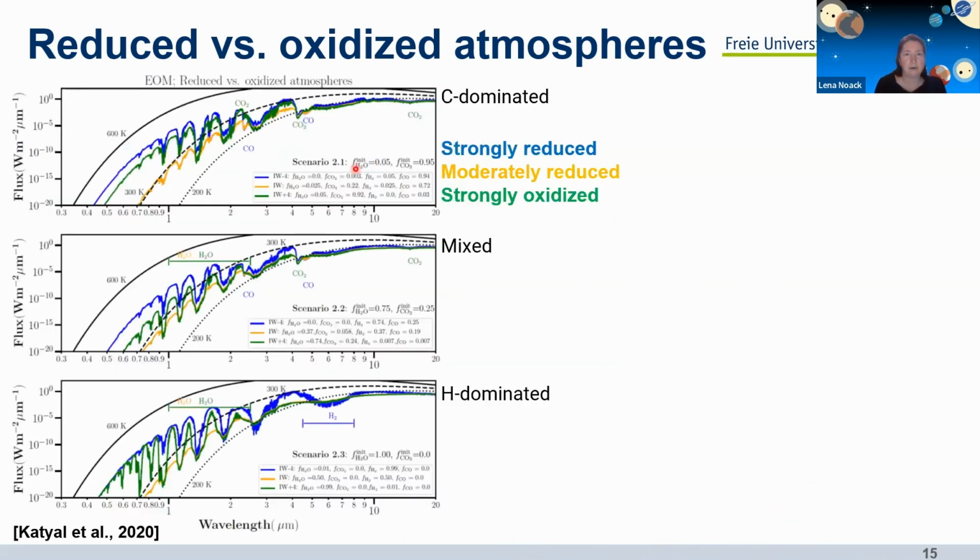What you can see here is a comparison of different atmospheres, strongly reduced or strongly oxidized, so exactly these two end members, and the moderately reduced case in between. And you can see that emission spectra, thermal emission spectra of exoplanets, and this is something that we may be able to probe at some point, will look quite different depending on what the main composition of the atmosphere is, if it is carbon dominated, for example, or hydrogen dominated. And again, if it is an oxidized or reduced atmosphere, so if you would have H2 or water, if you would have CO or CO2 in the atmosphere.